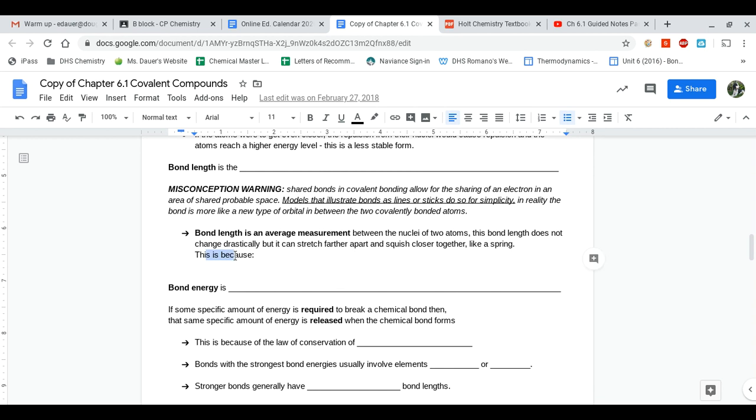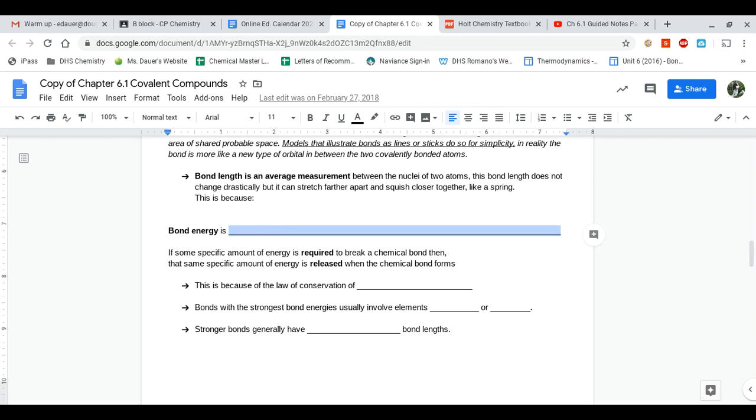So in your guided notes, there's this little blank. You have a little arrow for it. Why is it that bond length is just an average measurement? This is because of the constant movement of electrons. They are constantly moving, so we just average it. Moving right along here, bond energy. What is bond energy? Bond energy is the energy required to break a bond. So bond energy, the energy required to break a bond.